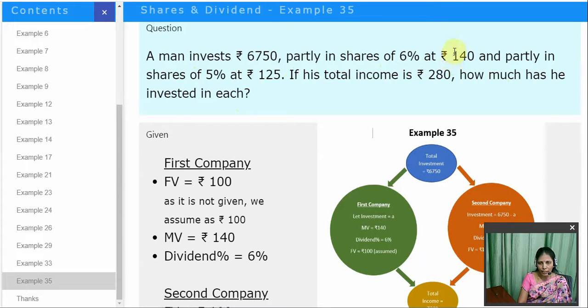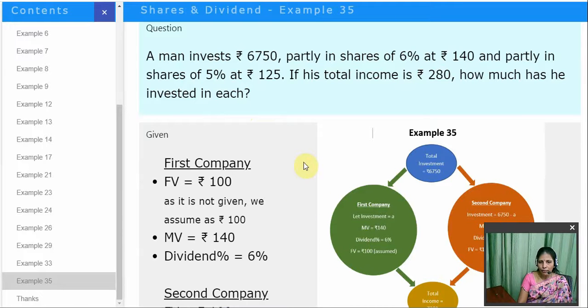What is this 140? It is the market value. So he is investing some amount in this company and the remaining in another company which gives 5% dividend at rupees 125. 125 is the market value. We don't know how much he invested in the first company and how much in the second. If his total income is rupees 280, how much has he invested in each? This is his total income. When he invests in a company, usually he will get the dividend from that.